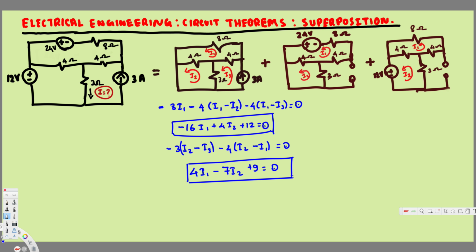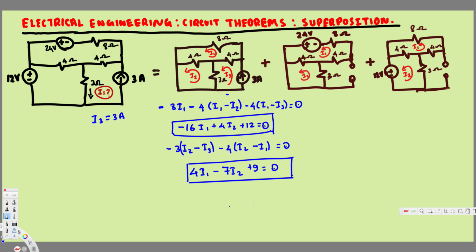Now the next thing is the I3 mesh. If you look at I3 mesh, this 3 ampere current source is there. So if I3 is going through this, and we have 3 ampere, it means I3 is equal to this 3 ampere. So we don't have to separately solve this mesh. We know that I3 is equal to 3 ampere. Now from this we are going to solve for the rest.